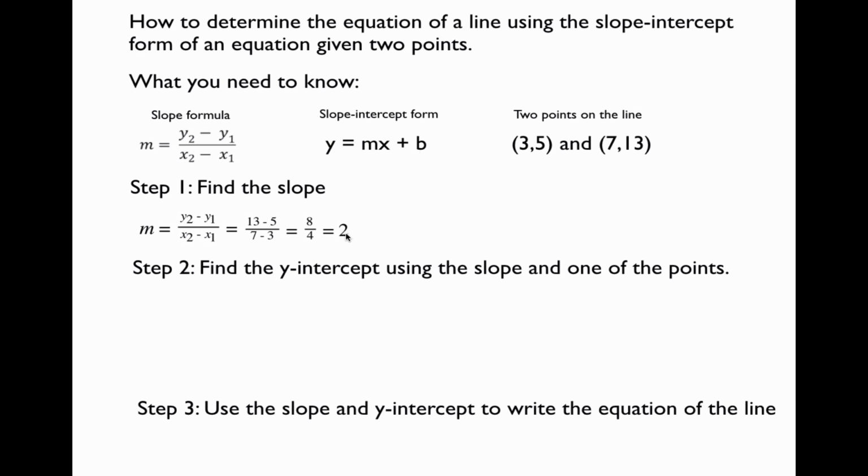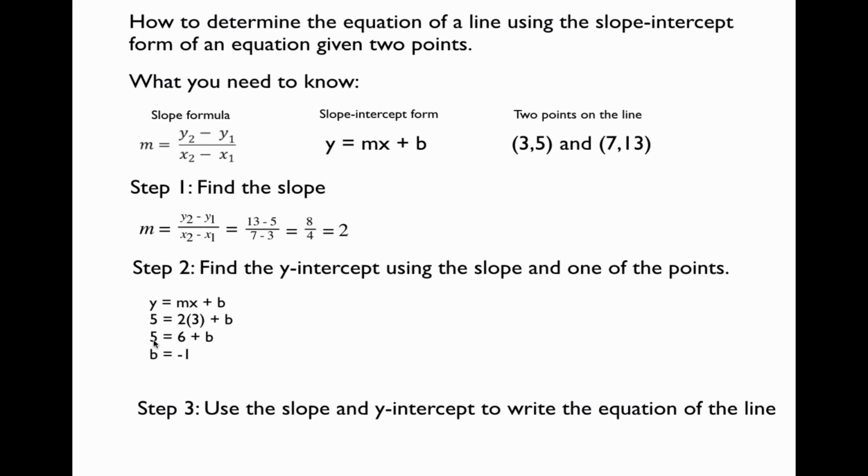Luckily, we have a slope, and we have an input here and an output here. We also have an input here and an output here. So what we can do is take our y equals mx plus b, plug in our slope, which is 2, plug in an input x, 3, plug in an output into y, 5, and now we have an equation that we can solve for b.